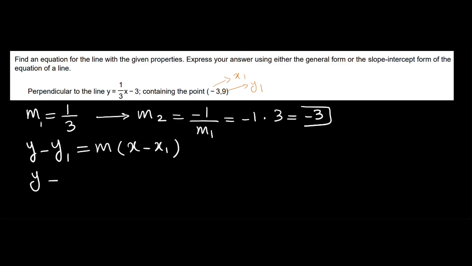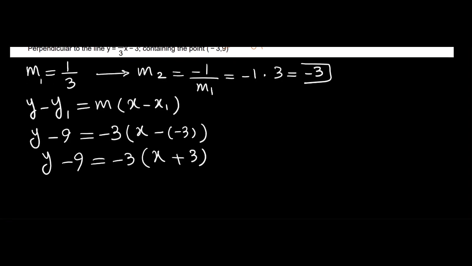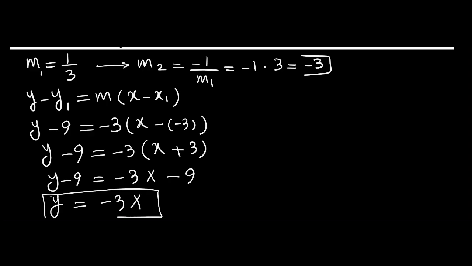So y minus y1 equals m times x minus x1. y minus 9 equals -3 times x plus 3. For the next step, we multiply -3 in the parentheses, and then we have -3x minus 9. To get rid of -9 here, we add 9 to both sides, and y equals -3x. It's the equation of the line.